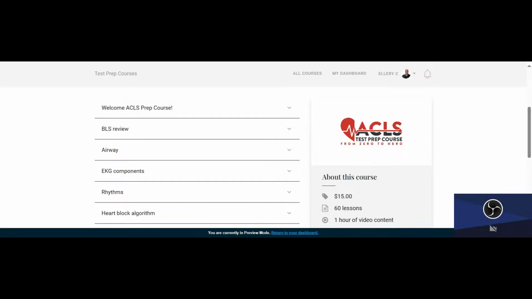All right, so let's go over just some basic EKG. So this is our EKG paper here.